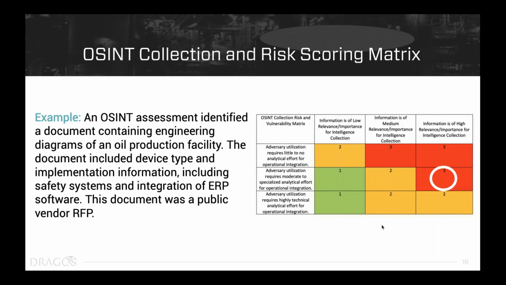So when we are trying to assign a risk score, with green being the lowest and red being urgent and needing to be addressed, we want to think about how important is the information and the relevance for intelligence collection from an adversary perspective, and how much effort is going to be required from an adversary to actually integrate it into its operations. So if we're looking at this example, we would identify the information of high importance and relevance for intelligence collection.